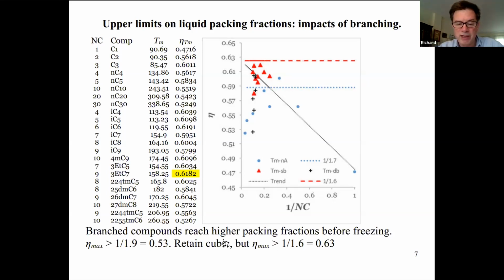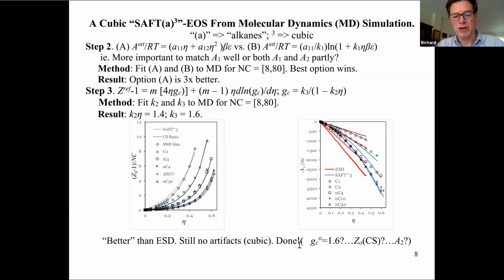So let's see if we can change our divisor here of 1.9 so that we can get to a packing fraction instead of 0.53, we'll get to 0.63. Or maybe we'll make this 1.5 and go to 0.67. So let's keep an open mind about what that number should be in order to best represent the molecular simulation results and then still achieve a reasonable equation of state. And so you can see we've got pretty good representation of the molecular simulation results.